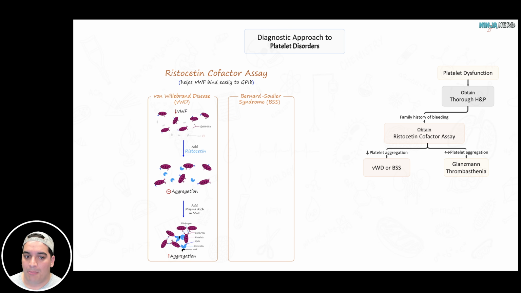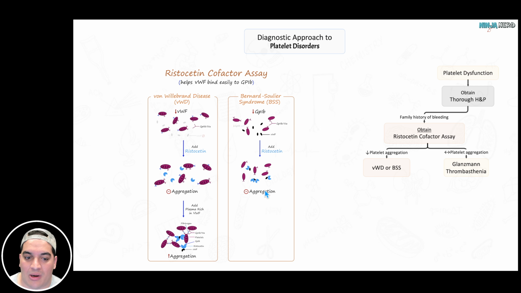Now, Bernard-Soulier syndrome is an absence or deficiency in GP1B. So they have von Willebrand, they have GP2B3A, but they don't have this little blue protein, as you can see, that's absent in GP1B. So if I give them ristocetin, it'll bind with the von Willebrand factor, but it won't be able to bind with the GP1B, so they won't get good aggregation. If I add plasma rich in von Willebrand factor, will it make a difference? No, because von Willebrand factor is already present. It's not going to do anything. I don't have the GP1B, so there'll still be no aggregation.